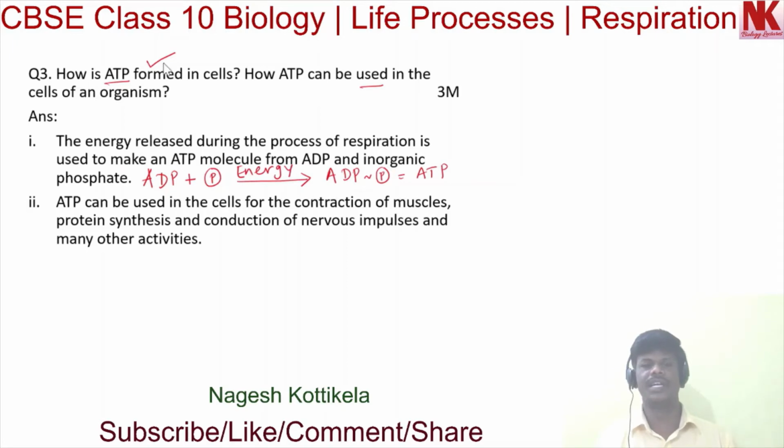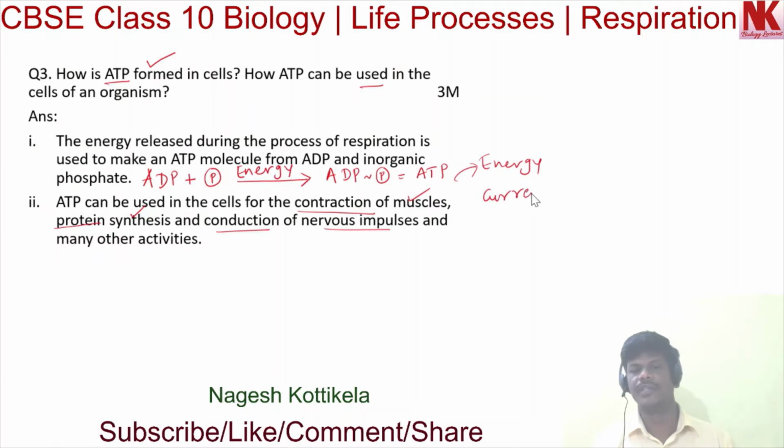Now the continuation of this, the second part of this question, how ATP can be used in the cells of an organism. For this, the answer is ATP can be used in the cells for the contraction of muscles, protein synthesis, and conduction of nerve impulses and many other activities. ATP is energy currency of the cell. ATP is called energy currency of cells.